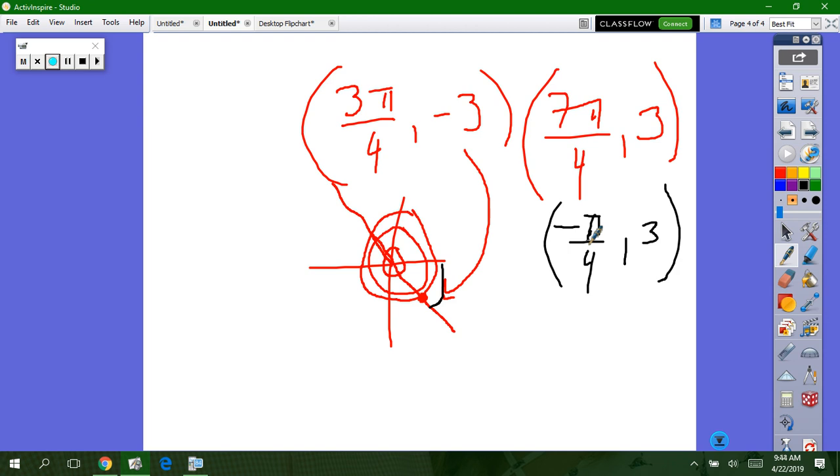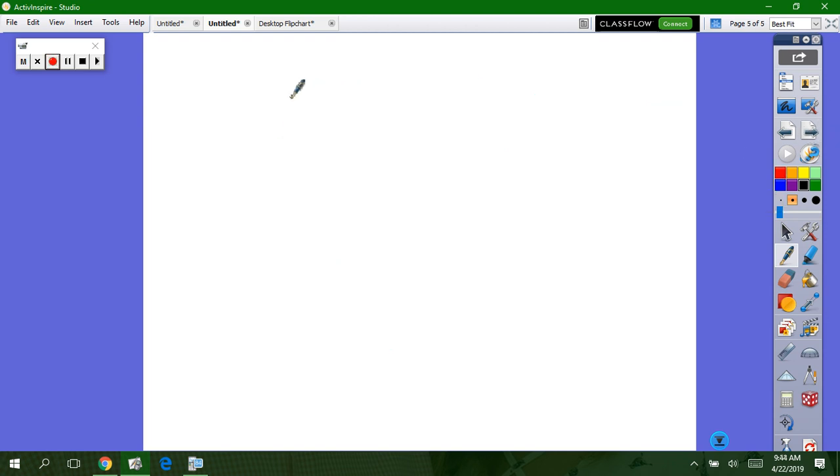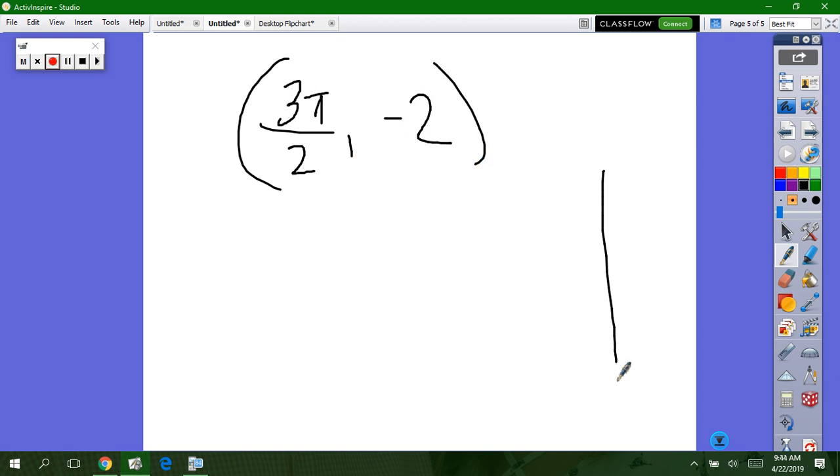How are we doing? Could we all graph something with a negative radius now? We hope so, right? So let's try one more. Should we try one more and let you do it on your own? Okay. How about, we'll make it easy on you. How about 3 pi halves, comma negative 2? We'll make it easy on you.